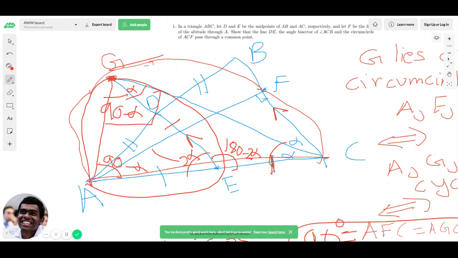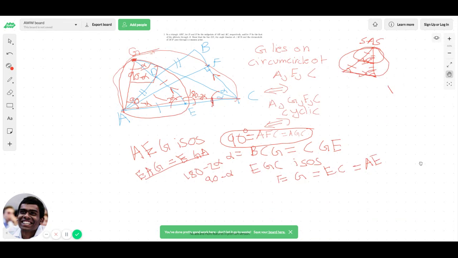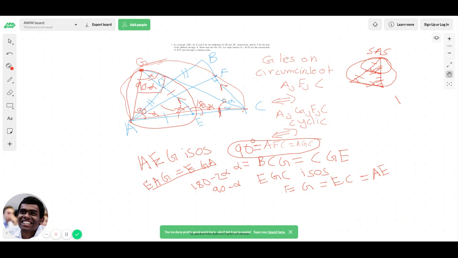So that's all that's happening here. There are a few important steps. There is a parallel line, and there are some angles, and two isosceles triangles in the middle, and then just noticing that means that these four points create a circle. And that's all this question is. Let me know if you have any questions. Thanks.